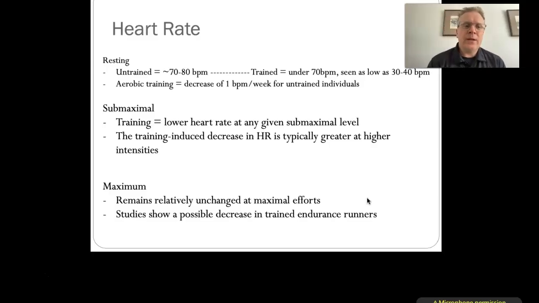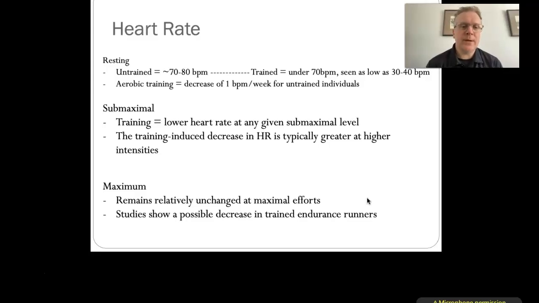With aerobic training, once we start the actual training itself, we can see a decrease of 1 beat per minute per week for untrained individuals. So we can see a dramatic response pretty quick when training starts. We can see that with strength training as well. We can definitely see a response in resting blood pressure and resting heart rate as well, but with aerobic training we're going to see even more so within that.